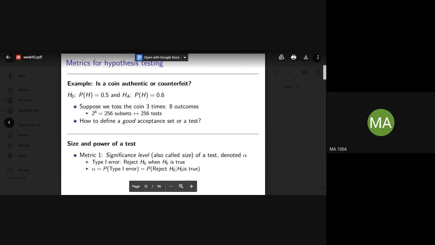Okay, so just take care of this: whatever claim you want to check, you put that into the alternative hypothesis, and in the null you just put a simple hypothesis.